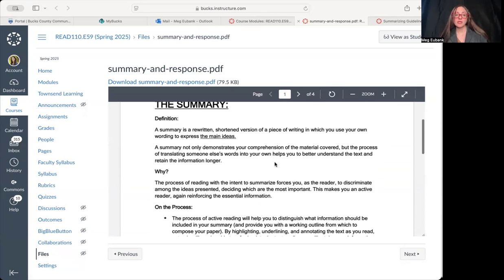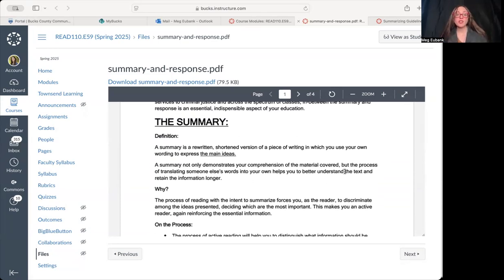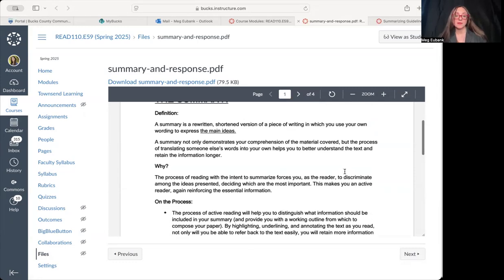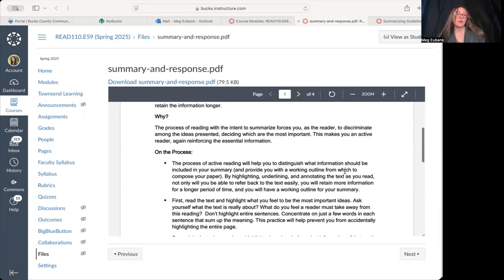But a summary is a short, rewritten version of the piece of writing that you just read. It's only covering the main ideas. The idea is that the teacher wants to make sure that you comprehend the material that was covered. And you're sort of translating the other person's words, the writer's words, into something that shows that you understand what you read. Now, why do we bother to do this?